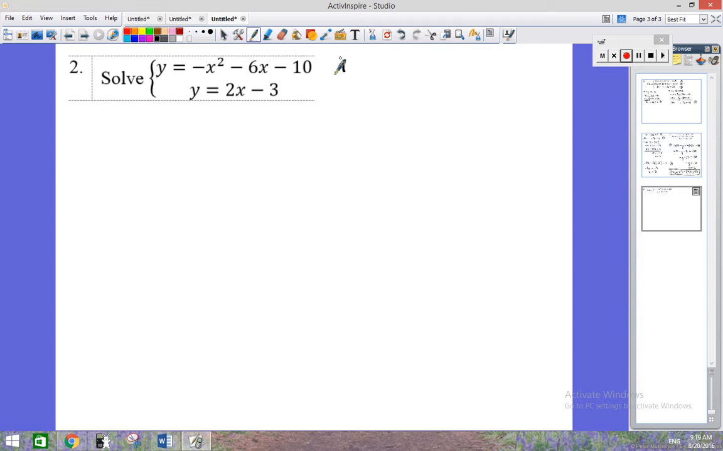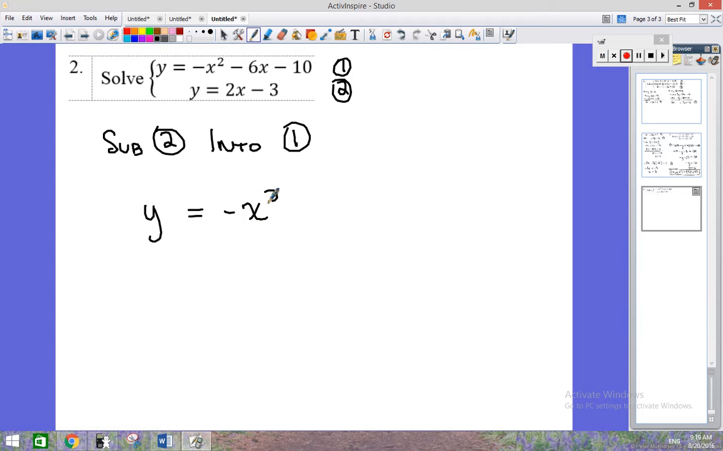I'm going to label these equations 1 and 2. And I'm going to substitute equation 2 into equation 1. So if I were to copy equation 1 exactly as it is, I've got y is equal to the opposite of x squared minus 6x minus 10. But since y is equivalent to 2x minus 3, I can replace y with 2x minus 3.